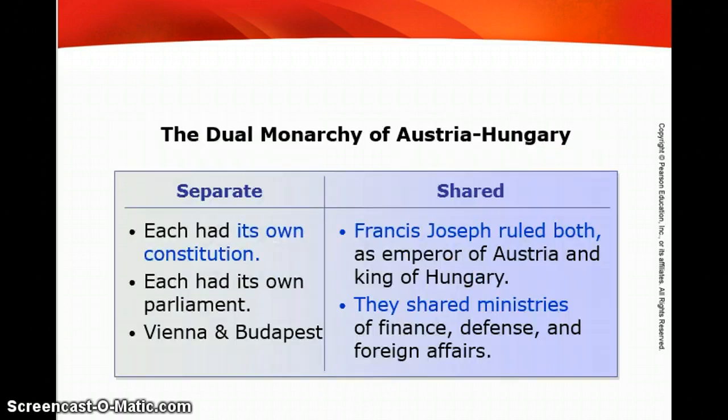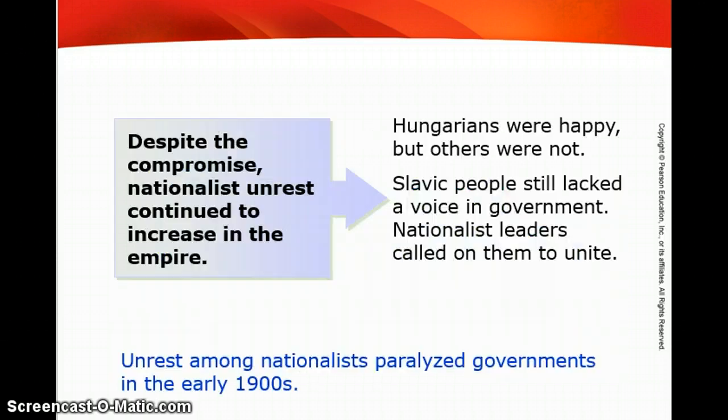The dual monarchy is as follows. They will each have their own constitution, their own parliament, and their own capital, Vienna and Budapest, and they will share the Emperor Francis Joseph, who will rule both as Emperor of Austria and King of Hungary. They will share the ministries of finance, defense, and foreign affairs, all under Emperor Francis Joseph.